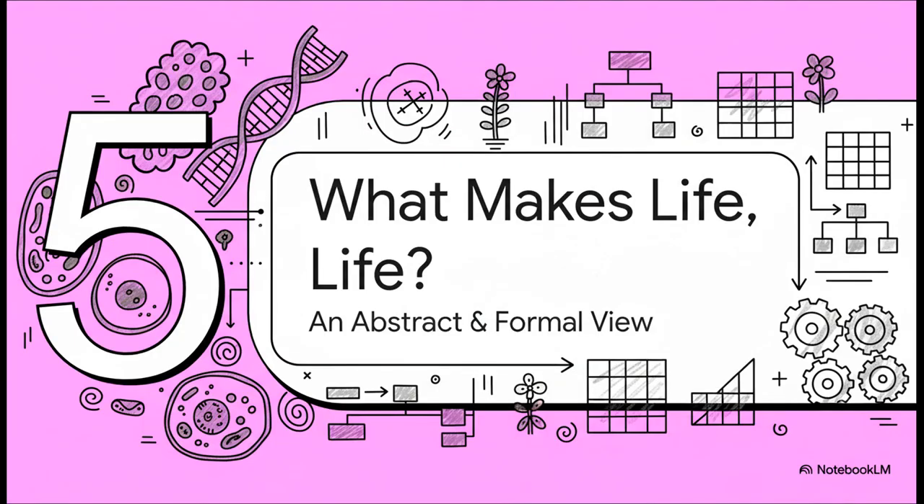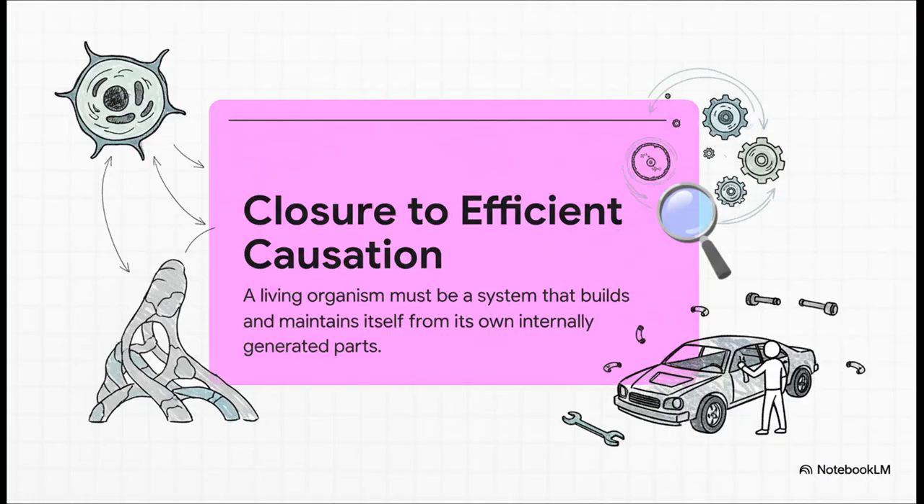Which brings us to some of the biggest, most profound questions of all. Can we actually use this formal, rule-based approach to define what it even means for something to be alive? A central idea here is something called closure to efficient causation. Now, I know it sounds super complicated, but the concept is actually beautiful. It just means that a living thing is a system that builds and repairs itself using parts it makes itself. Think about it. A car doesn't do that. It gets built in a factory. But you do. You are a self-building, self-maintaining machine.